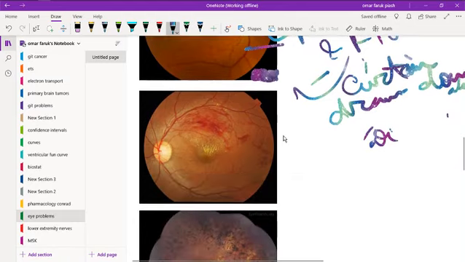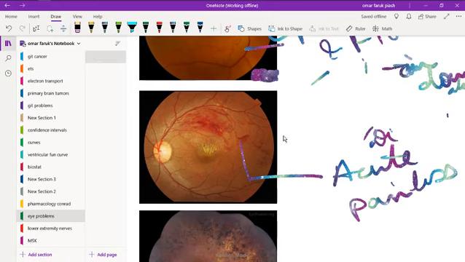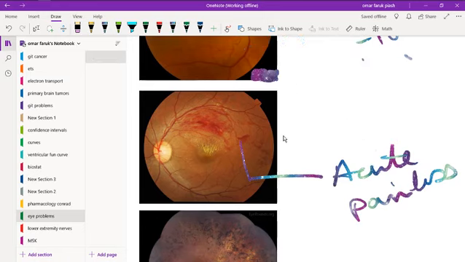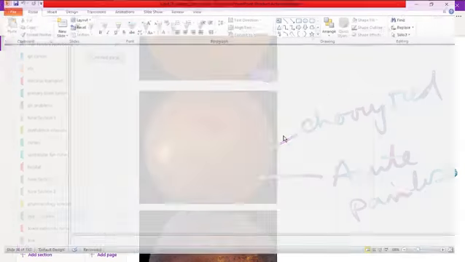This is a picture of central retinal artery occlusion. Here there is acute painless vision loss, and there is a cherry red spot at the fovea, that means the center of the macula, and evaluate for embolic source. You have to remember: cherry red spot at the fovea, acute painless monocular vision loss, and evaluate for embolic source. Examples: carotid artery atherosclerosis, cardiac vegetation, and patent foramen ovale.